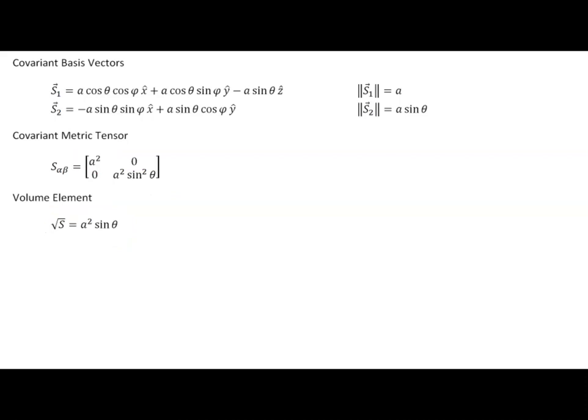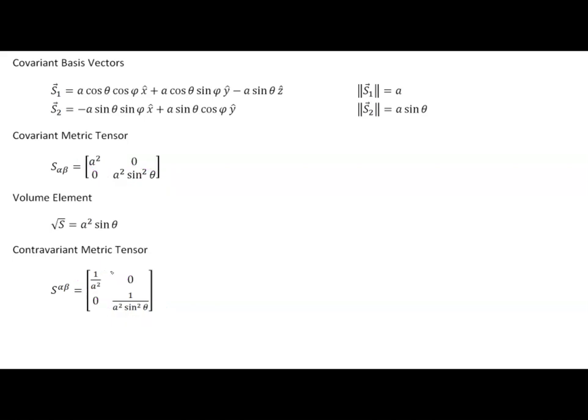All right, next we want to invert this covariant metric tensor to get the contravariant metric tensor. And because it's a diagonal matrix, we just have to invert the elements of the diagonal. So that's simple enough.